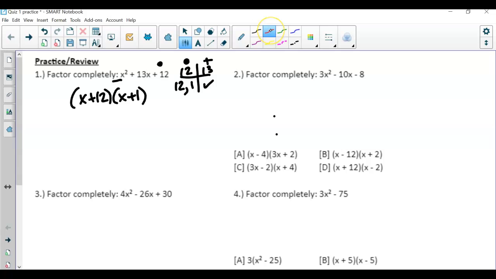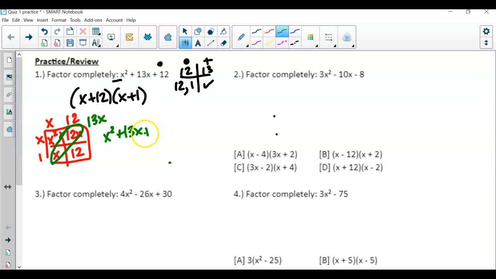Of course, how can we check our work? We can multiply our two binomials that we got. So x and our positive 12, x and positive 1. So here you have x squared. Here I have 12x, 1x or just x, and then 12. Then notice how here we have like terms. We have 12x plus another x making 13 x's. So we're left with x squared plus 13x plus 12. So now I know that it checks off and I have the correct answer.